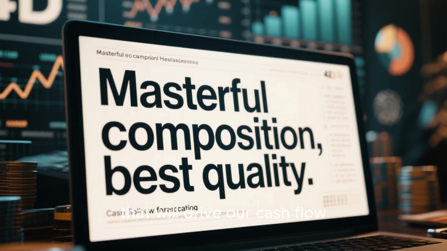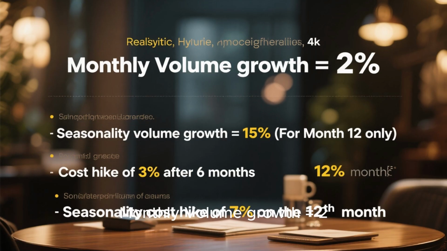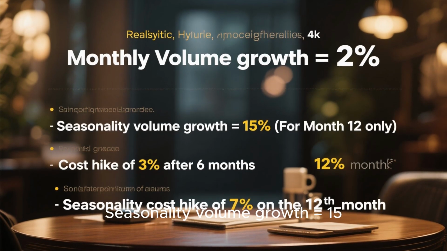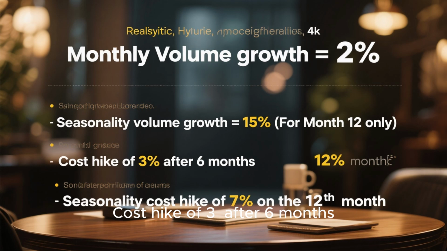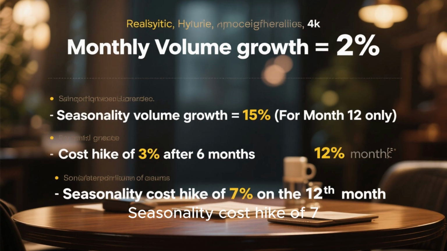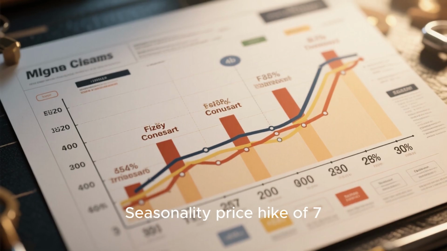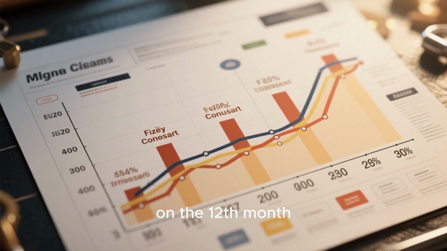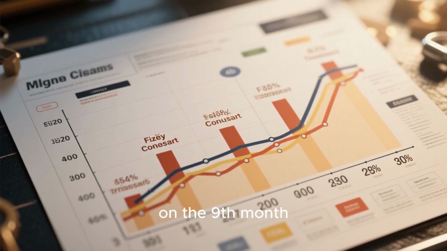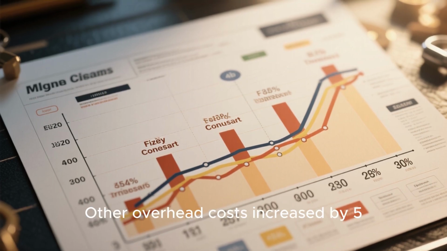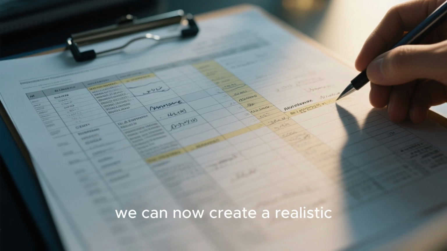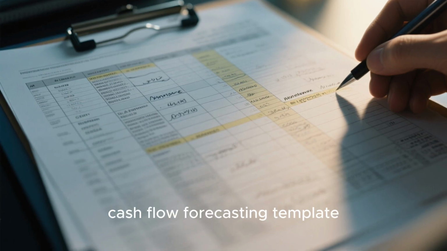The assumptions that will drive our cash flow forecast are: monthly volume growth equals 2%. Seasonality volume growth equals 15% for month 12 only. Cost hike of 3% after 6 months. Seasonality cost hike of 7% on the 12th month. Seasonality price hike of 7% on the 12th month. Fixed cost increases. A. Rent becomes $500,000 on the 9th month. B. Other overhead costs increased by 5% on the 12th month. With these assumptions, we can now create a realistic cash flow forecasting template.